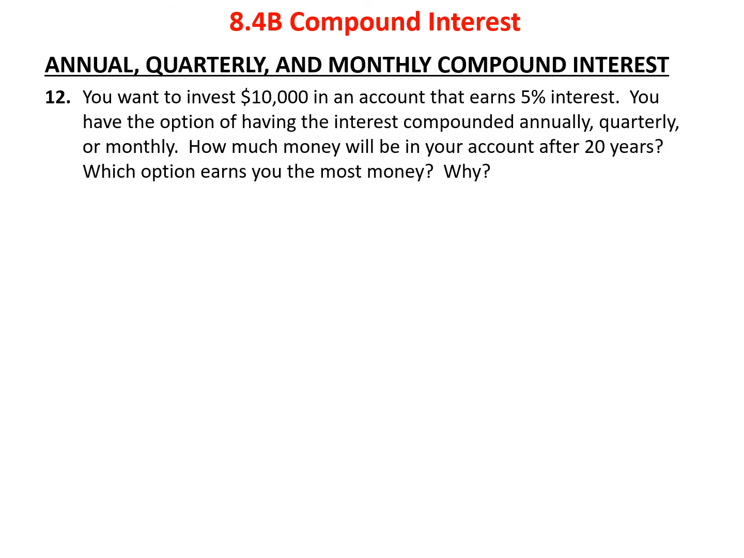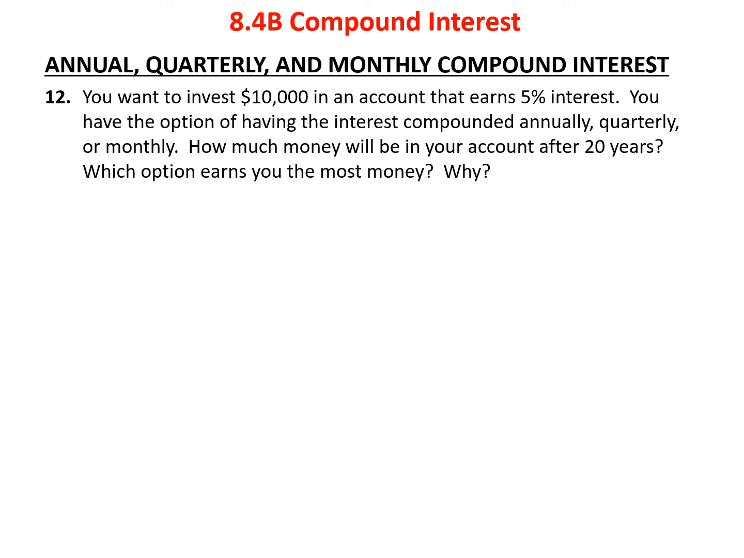So problem 12 says you want to invest $10,000 in an account that earns 5% interest. You have the option of having the interest compounded annually, quarterly, or monthly. How much money will be in your account after 20 years? Which option earns the most money? Why? So let's take a look and try it with each formula.